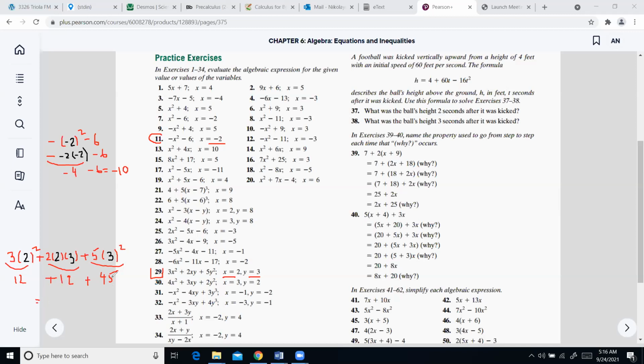So it looks like to add 12 and 12, I get 24 and 45, which is going to be 69. Or you could just put it in the calculator and get the same answer. So formulas, that's what this section is called. We have various formula-like expressions, and we plug the numbers in.